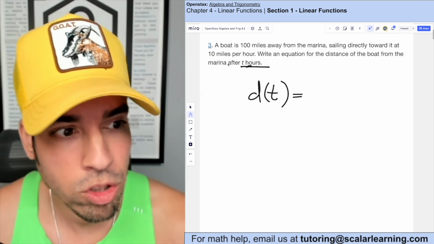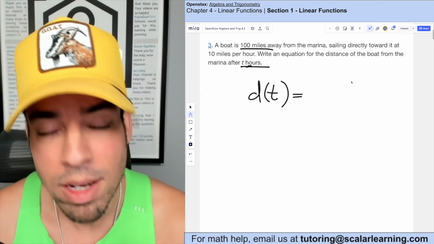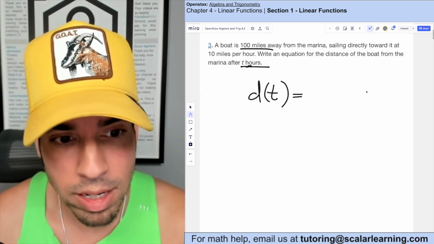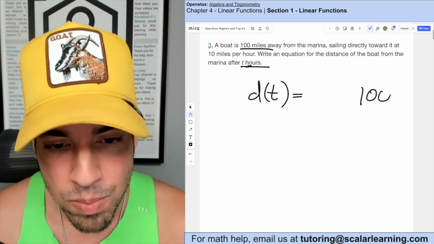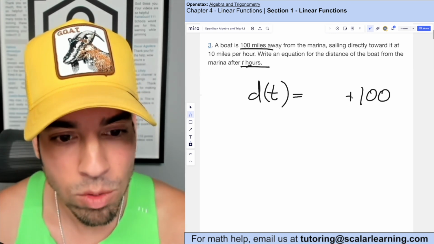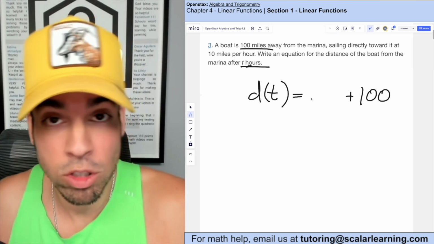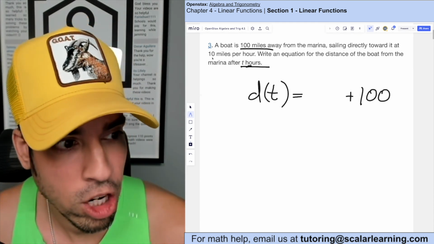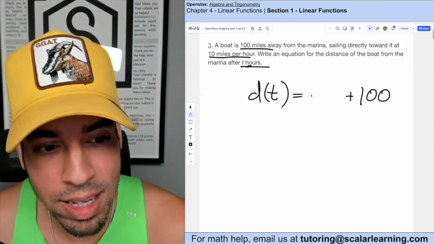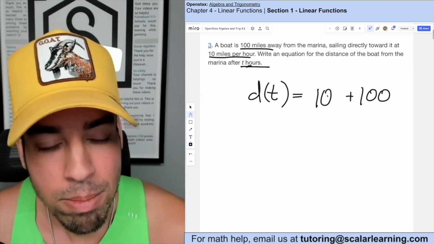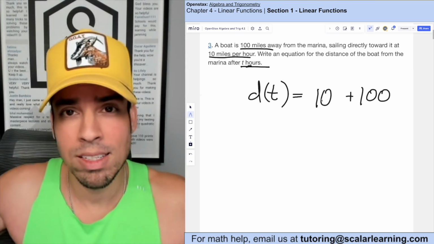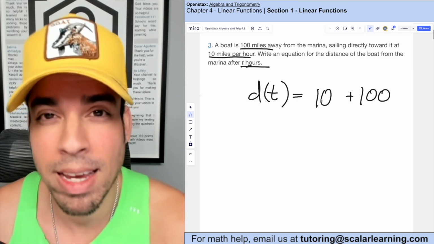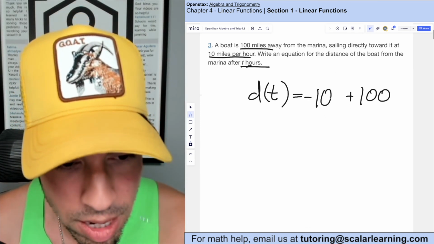Now, it says we're starting 100 miles away. That's our initial value, our y-intercept. So that's the constant out here, 100, okay? And we're adding that to our change, to our slope times the variable. So what is the rate of change? It is 10 miles per hour, but it's getting closer by 10 miles per hour, meaning that distance is decreasing. So it should be a negative slope, a negative 10.